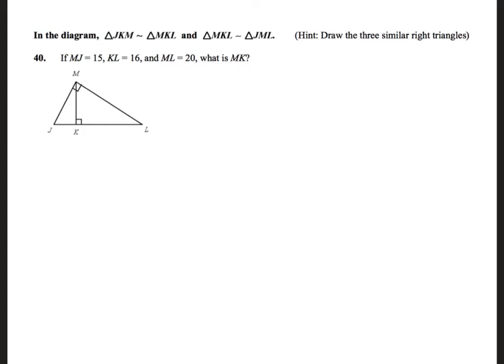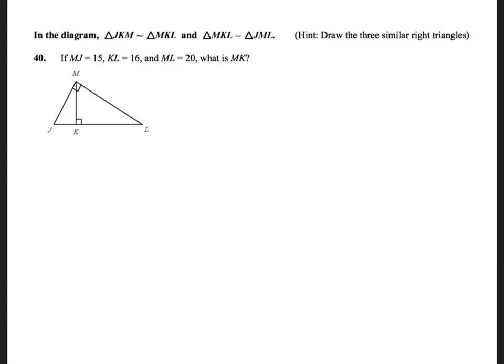We are doing numbers 41 and 42 of your Try 2 final review. Actually, we're doing 40 and 41, not 41 and 42. Number 40 says, in the diagram, triangle JKM is congruent to triangle MKL, and triangle MKL is congruent to triangle MJL. Draw the three similar right triangles, and we're going to figure out the things.